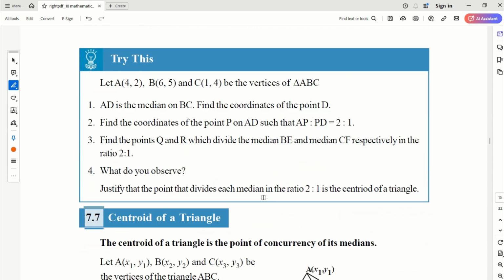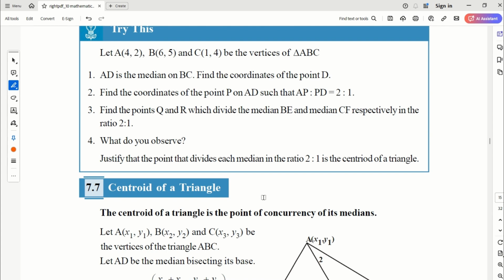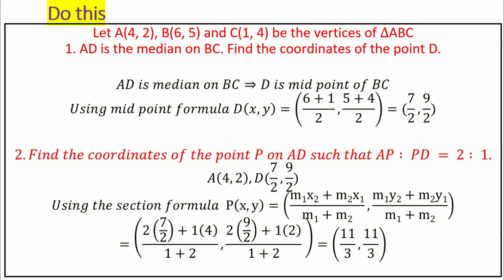Now, let's try this section. Let A, B, C be the vertices of a triangle ABC. Three coordinates are given. AD is the median of BC. Find the coordinates of the point D. These are the 3 points (-4, 2), (6, 5), and (1, 4), the vertices of ABC. AD is the median of BC. Find the coordinates of D.